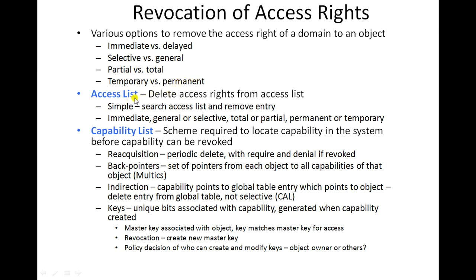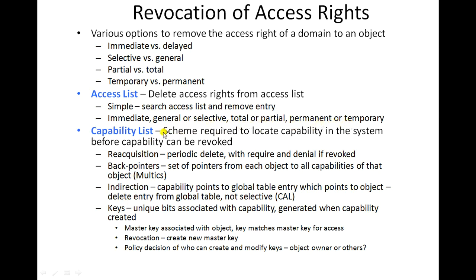Now let us look at the access list. Now let us see how the revocation of access rights can be done from the access list. From the access list, delete the access right from the given list. It is very simple. Simply we need to search the access list, find the entry that we want to remove, and simply remove it. So deleting an access right from the access list can be immediate, general or selective, total or partial, permanent or temporary. All this can be done.